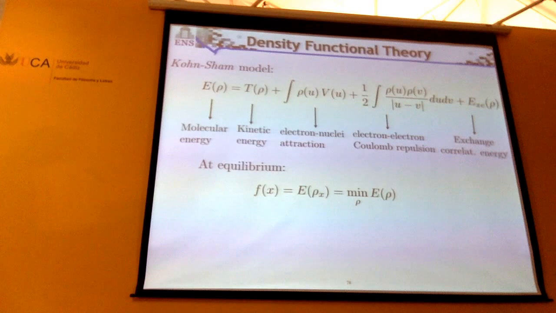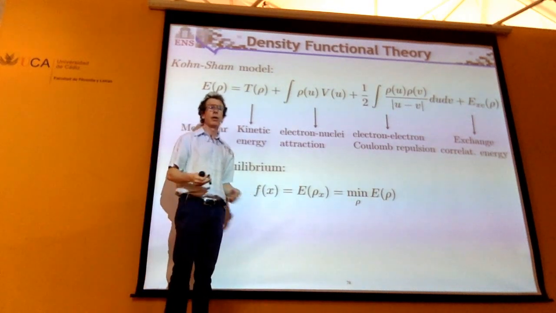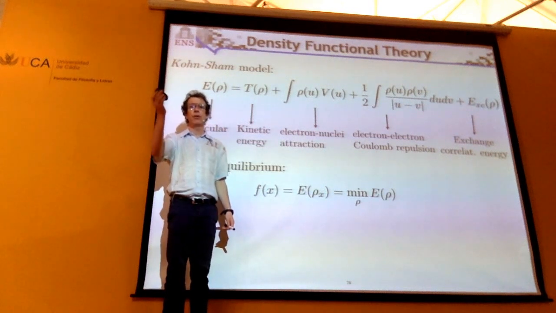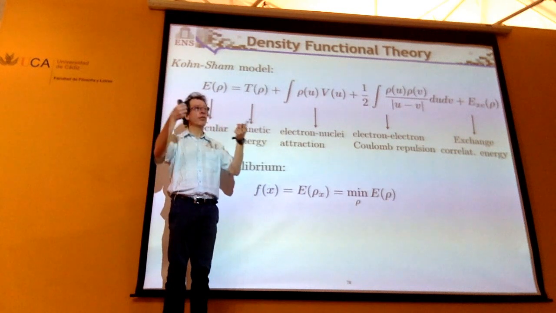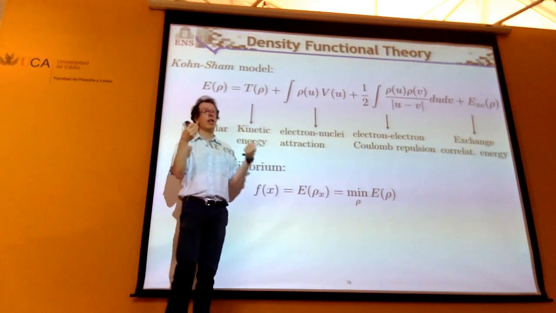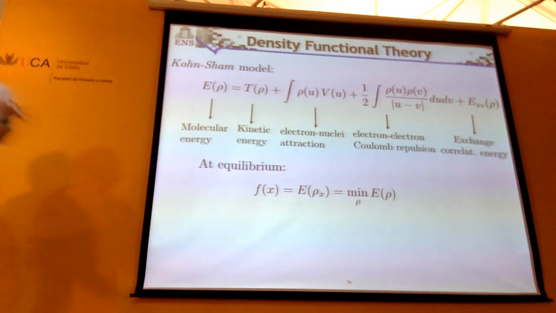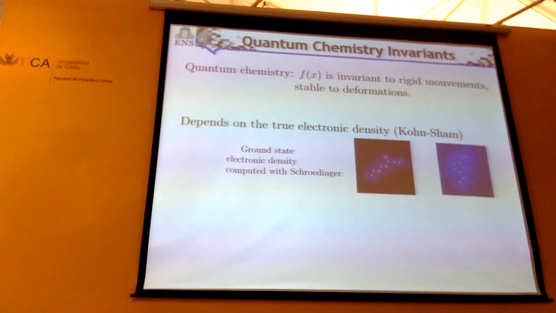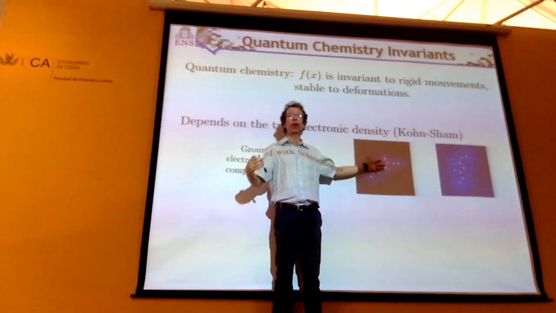Now, last thing, something very important. This f of x, what are its symmetries? If the molecule is rotated, the energy doesn't change. If the molecule is slightly deformed, the energy is going to change smoothly. So basically, you have an image processing problem, the same kind of environment as for an image classification problem. Now, it depends upon this variable, and this variable can be viewed as the Euclidean embedding.